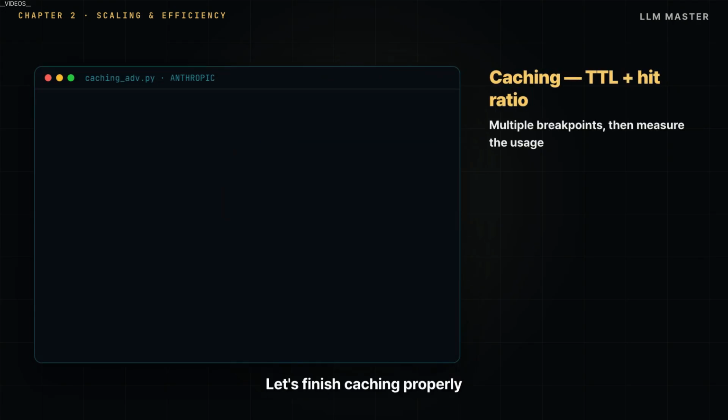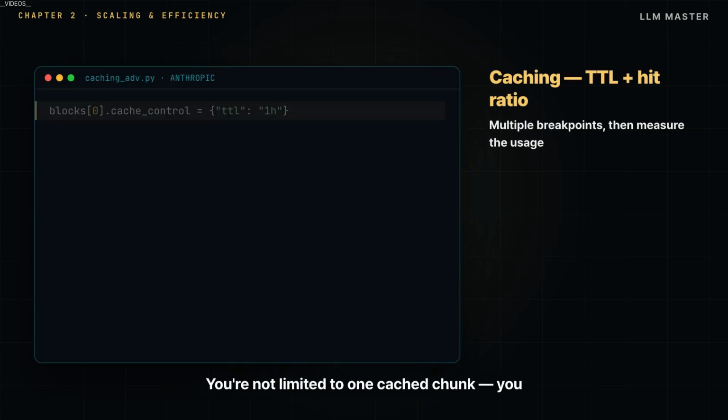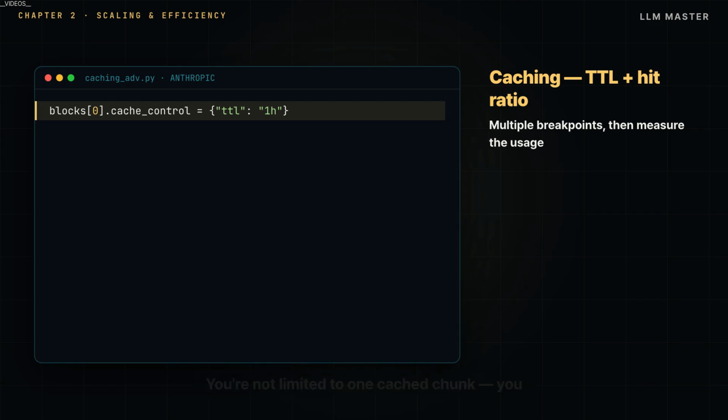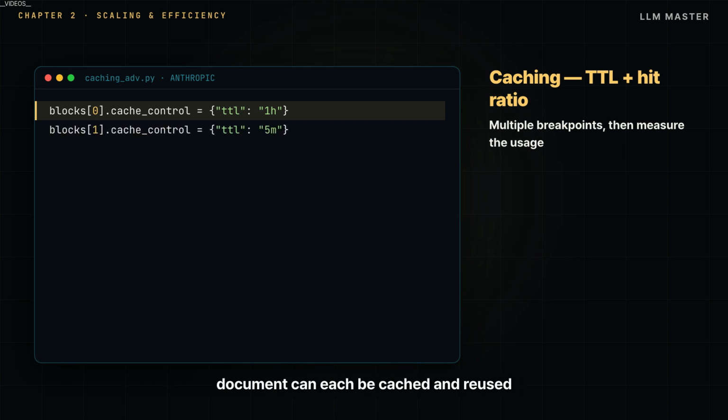Let's finish caching properly, because there's real money in the details. You're not limited to one cache chunk. You can place multiple cache breakpoints, so a stable system prompt and a large shared document can each be cached and reused independently. Each breakpoint has a lifetime: a short time to live, around 5 minutes, that's cheapest to write, or a longer one, around an hour, that costs more to write but survives gaps in bursty traffic.